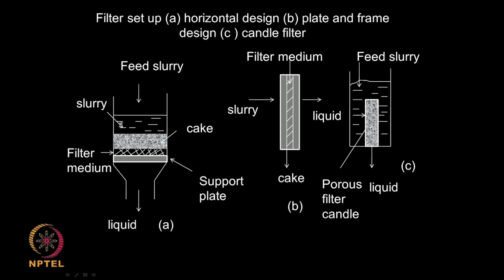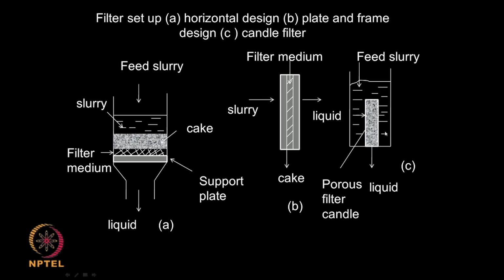So, this is a batch process, because after some time the cake accumulates so much that the flow of the liquid goes down and down. So, you need to stop it, scrape out the cake and remove it. Also in this system you need to stop the filtration, remove the plate and frame, again remove the cake that is formed and restart the whole process.